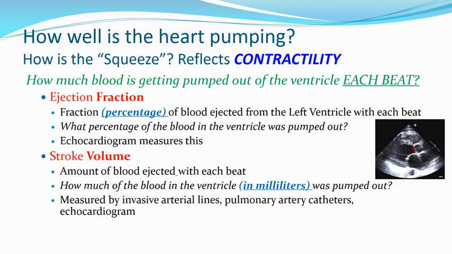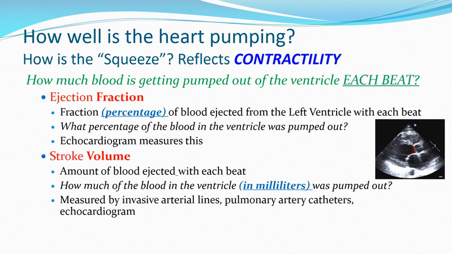How do we measure this? Well, we have to look at the heart itself. With an ultrasound, or what's called an echocardiogram, the ultrasound technician looks at the heart and can take pictures and calculate the amount of blood in a ventricle before systole and then after systole, and then calculate the percentage of blood that was left behind versus the amount of blood that left the heart. So ejection fraction is that percentage of blood that left the left ventricle.